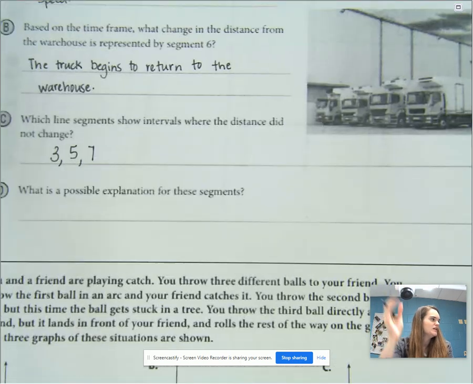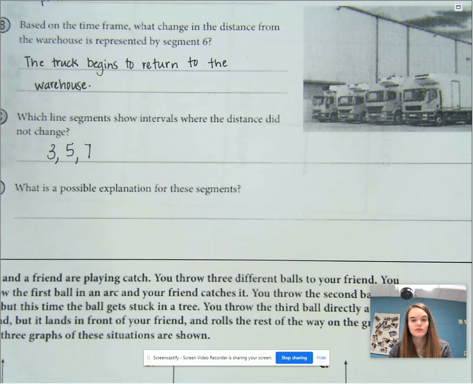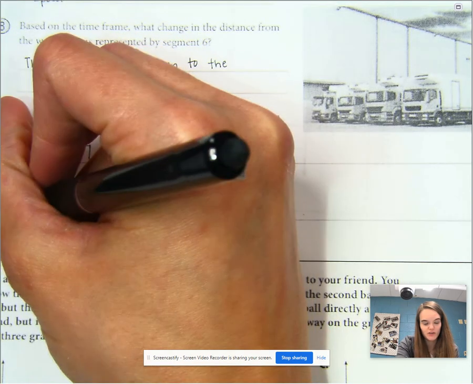Okay, letter D. If you are working on this on your own, pause it for a minute and answer question D. It's talking about these segments. Why are they flat? Your answers may be different than the ones we write down, and that's okay. All right, so letter D. What are the possible explanations? Okay, it's a delivery truck. Maybe the truck is making deliveries when it stopped. Maybe number 5 is lunch. Maybe 3 or 7 they had to go get gas.